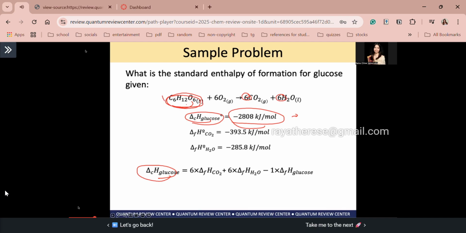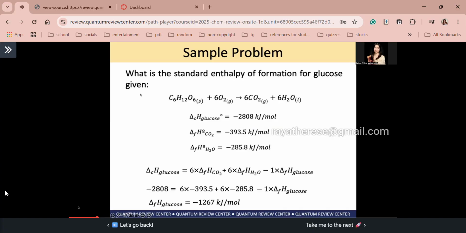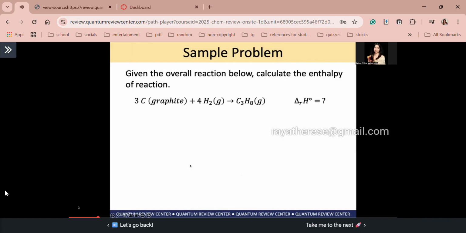Okay? So again, guys, our known values are the delta Hc of glucose, which is negative 2808, and the delta Hf of CO2 and water. What we are looking for is the enthalpy of formation of glucose. That's why this is our X. Using our shift solve function, the enthalpy of formation for glucose is equal to negative 1,267 kilojoules per mole.